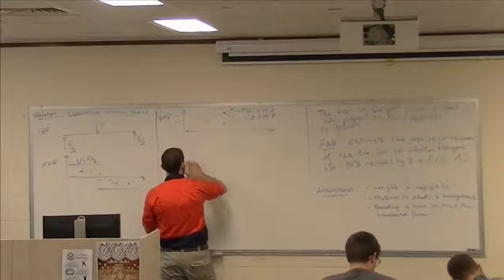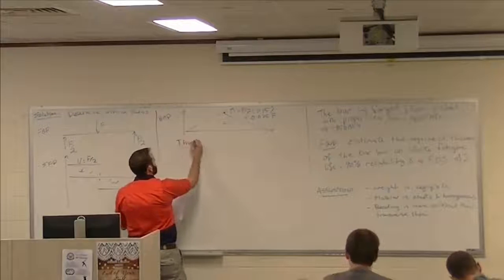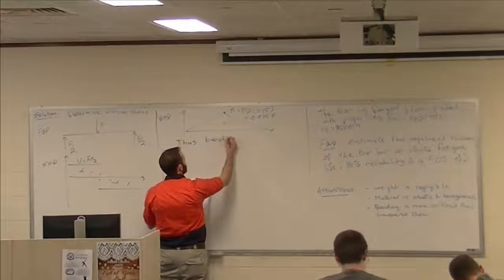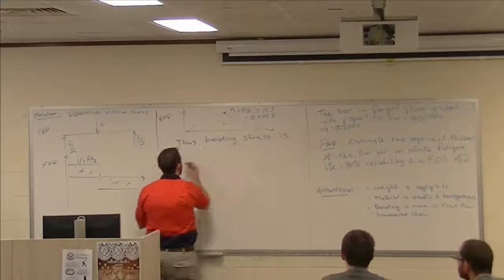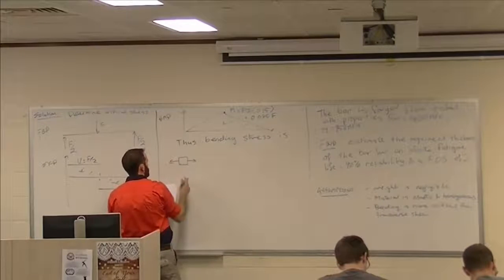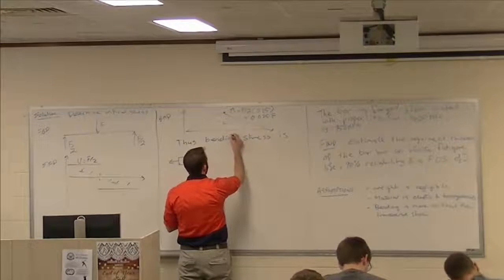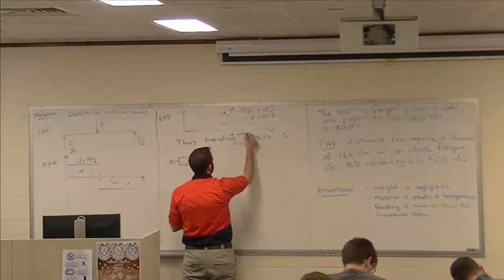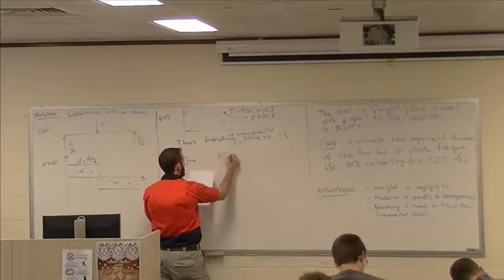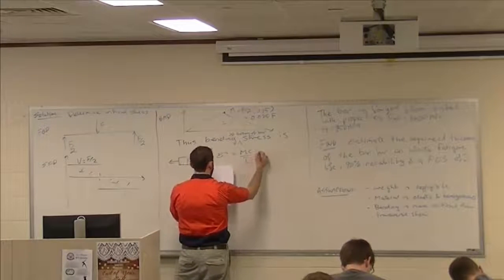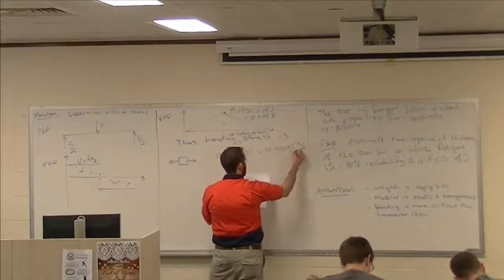I won't bother doing stress elements and things. You can do those yourself if you like. But thus, for the stress element, we've only got a single stress in bending. Bending stress at bottom of bar: sigma equals MC on I equals 0.075F times H on 2.